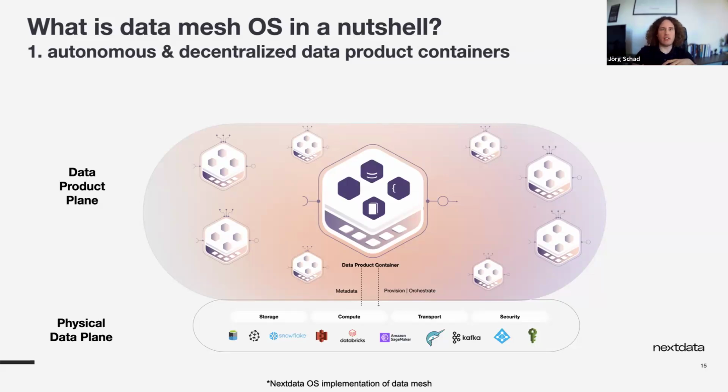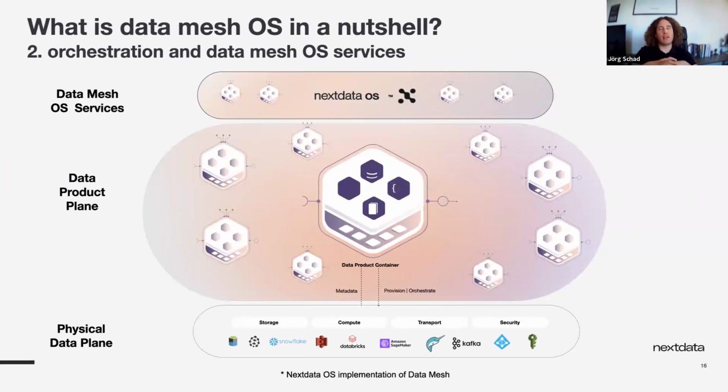So by relying on those standardized containers, the entire mesh will exhibit a number of very powerful emergent functionalities. These are, for example, exposed in Nextdata's case by data mesh OS services. By aggregating and orchestrating these standard containers, the OS services can offer information such as real-time discovery, mesh insights, which data products are being used, which data is most valuable to my company, or routing information, or lineage information, which we'll also see in a bit.